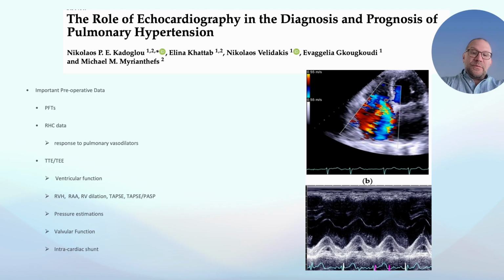There was a retrospective study that looked at just under 700 patients who had PAH, and when you had targeted therapies and an improvement in that ratio, that TAPSE to PASP ratio, they were able to decrease their mortality risk. They also showed some hemodynamic improvement as well. So something to think about as you're planning and optimizing a patient.